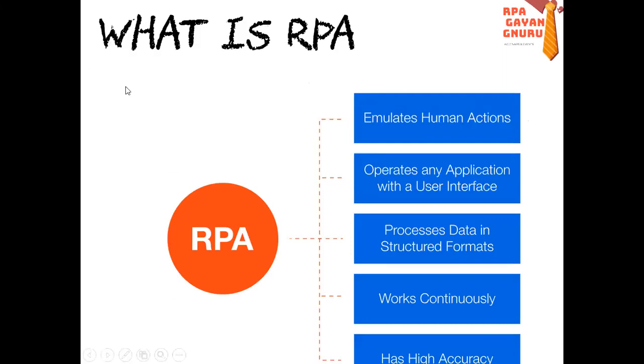Right, so this is a diagram which tells us what RPA actually does. It emulates the human actions. This is pretty simple to understand. It basically works the same way as a human being would work. For example, you are going to visit a website. Let us say you visit Gmail very often. Now tomorrow, even if Gmail's interface changes a bit, it's functional.